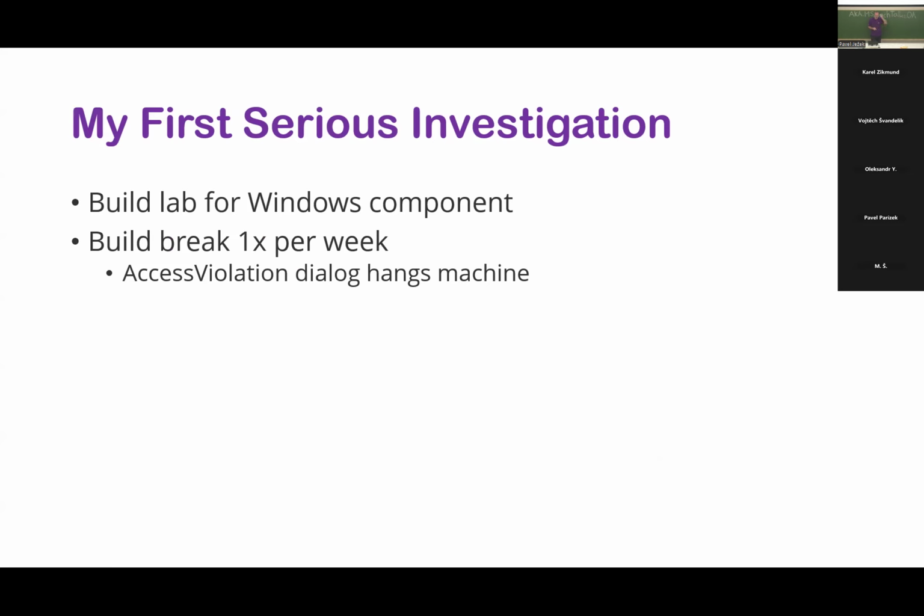And it was interesting that in one of the build labs, once per week, they got an access violation dialog. This was 2005. CI was not called CI; it was something like CI, but not quite that. Obviously the dialog popped up, and then you had to come and click OK. So what happens to the build machine? It hangs. Not fun, right?